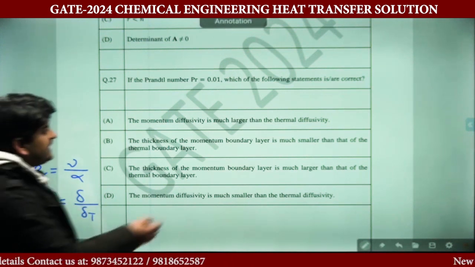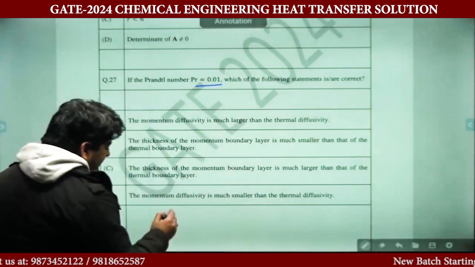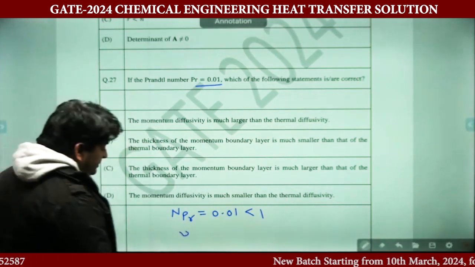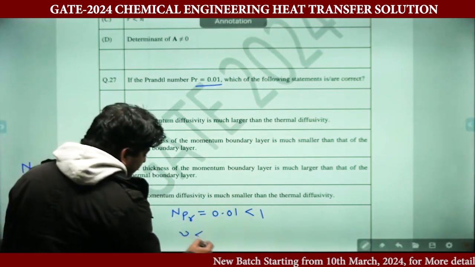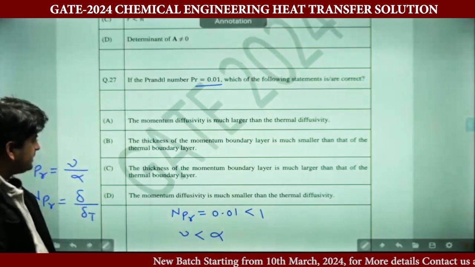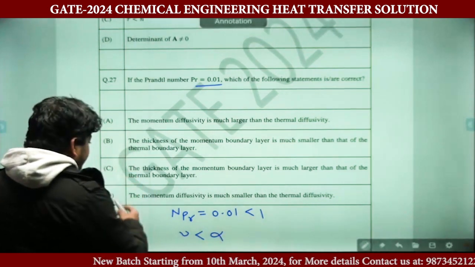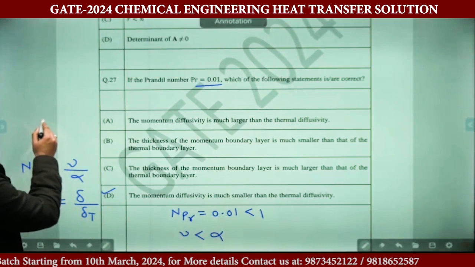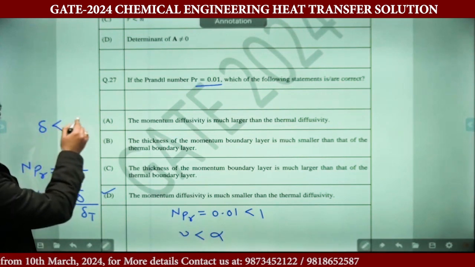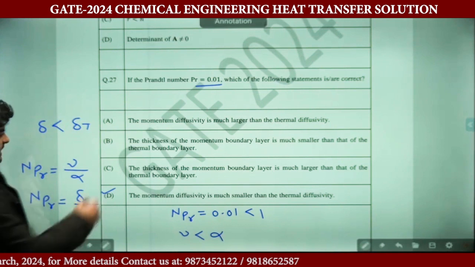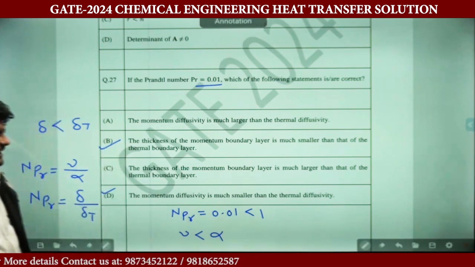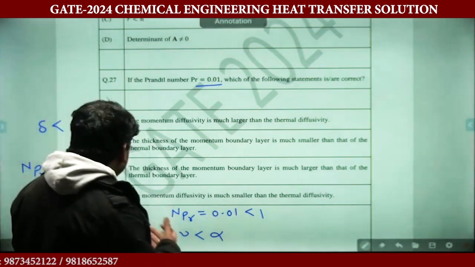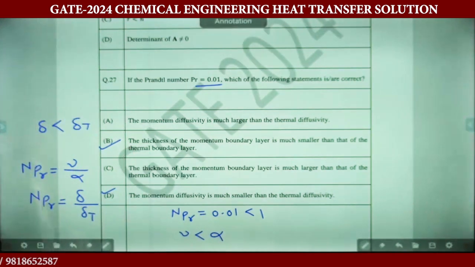Okay, so here as given, Prandtl number is 0.01, which means less than 1. So it is obvious that kinematic viscosity, or you can say momentum diffusivity, will be less than the thermal diffusivity. So option D will be correct. Plus, you can also see that hydrodynamic boundary layer thickness will be less than the thermal boundary layer thickness. So that is option B. So options B and D will be the 2 correct answers for this. So all of you who have taken B and D will get full marks.